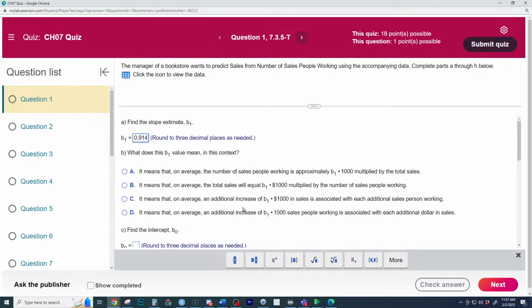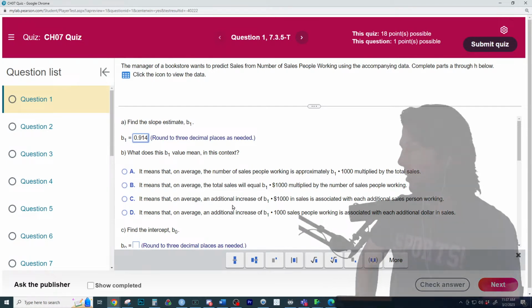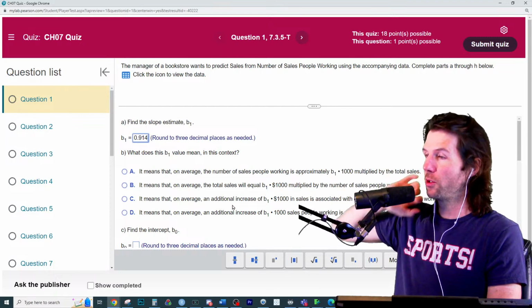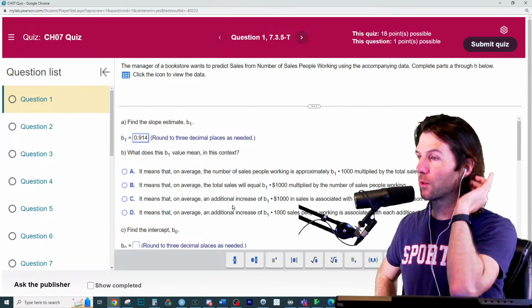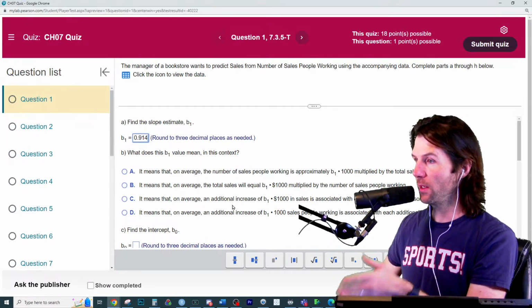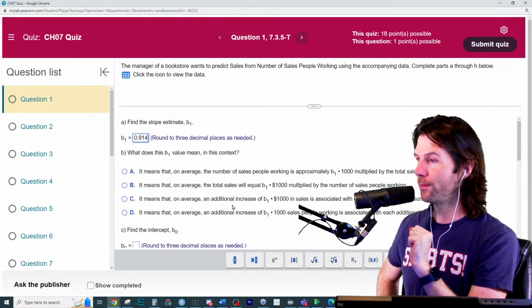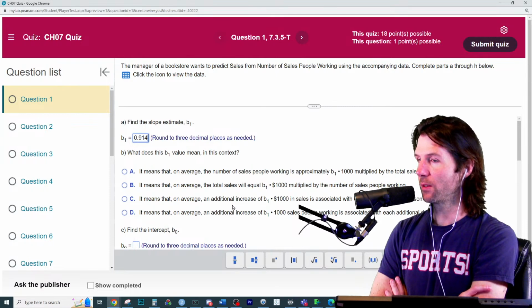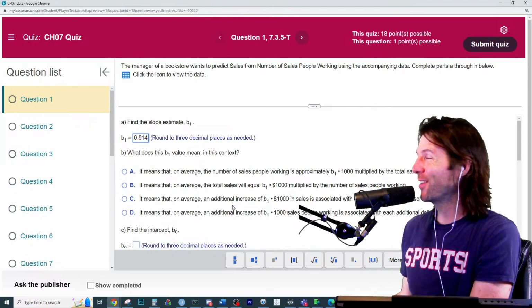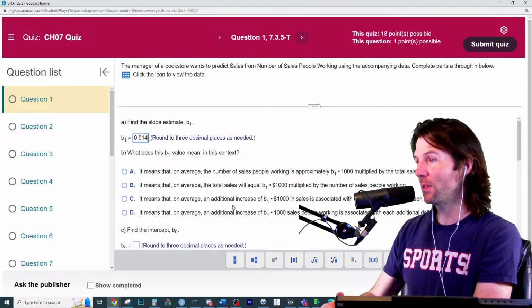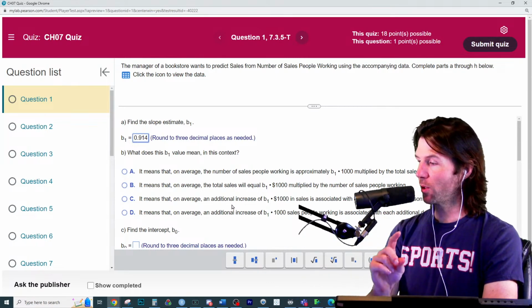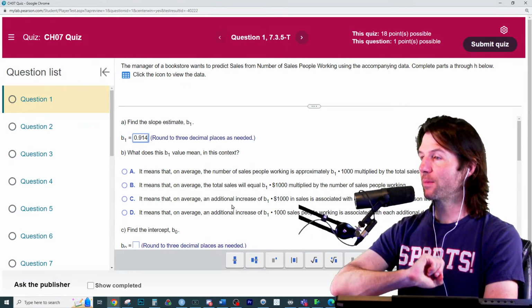There we go. What does B1 mean in this context? So here's what you want to do. If you are practicing for the test, what should you do? Don't read their answers. I fear so few people are going to do this, but if you do this, you will start to learn this, you will get it down, and when you get to the test and you have to interpret these, you'll be able to do it.